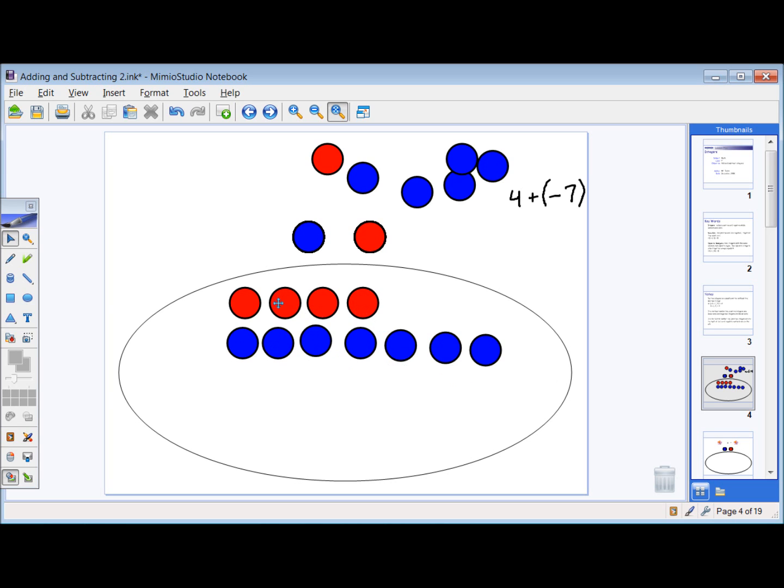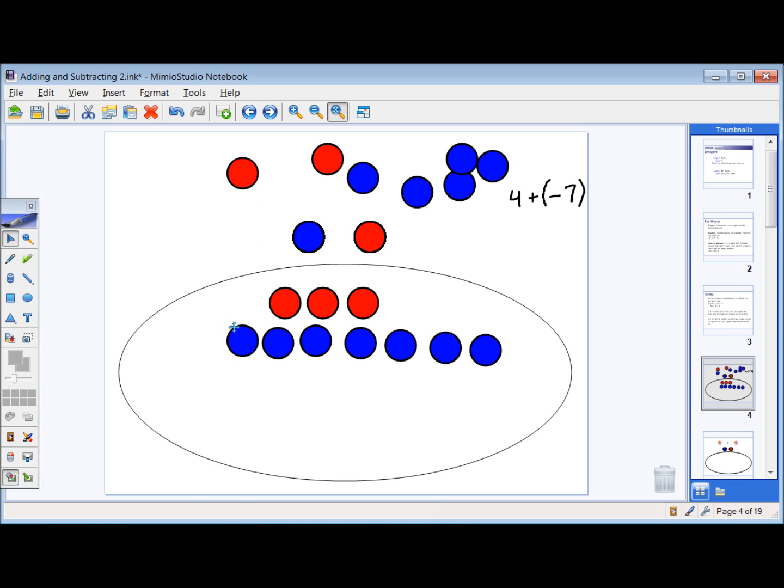Now I have a bit of a problem here in that I have negative chips and positive chips. So I can't just count them up and see what I have. This is where the 0 pairs come in. Now remember, a 0 pair is made up of 1 positive and 1 negative, and 1 positive and 1 negative makes 0. So if I were to remove a positive and a negative, that's 0. I haven't changed the number that's here.